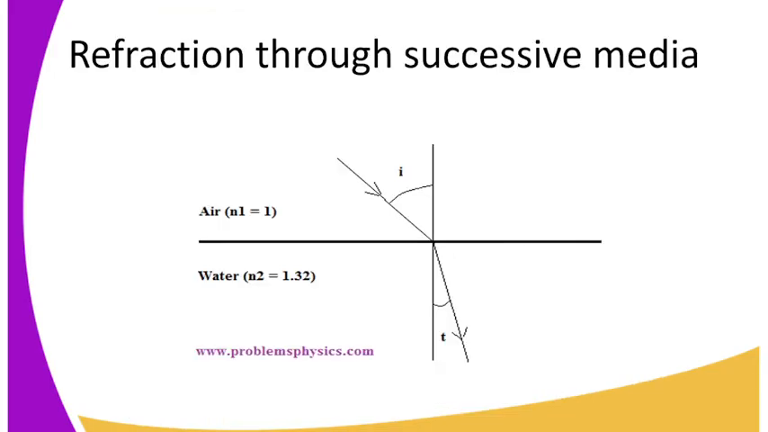As you can see, we also have refraction through successive media. That is, let's say, from air to water, from air to glass. As you can see, we have the refractive index of air, which is 1 there, and the refractive index of water, which is 1.32. The rays are coming from air into the water.